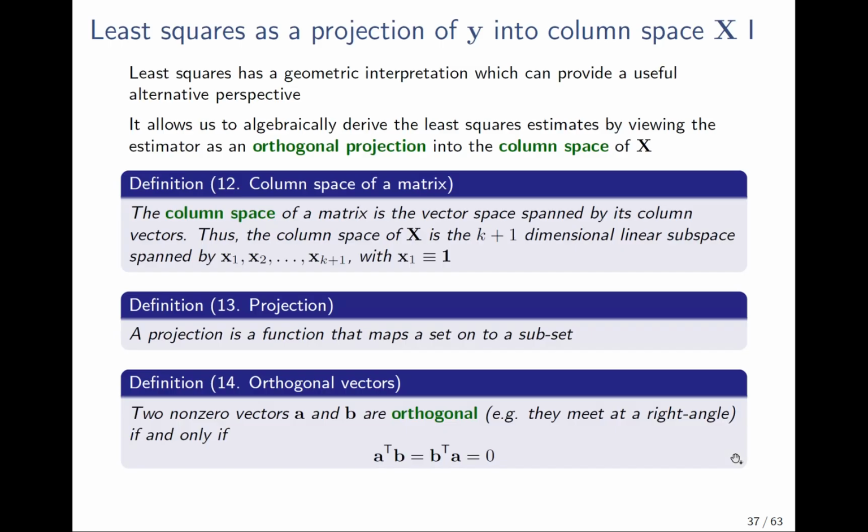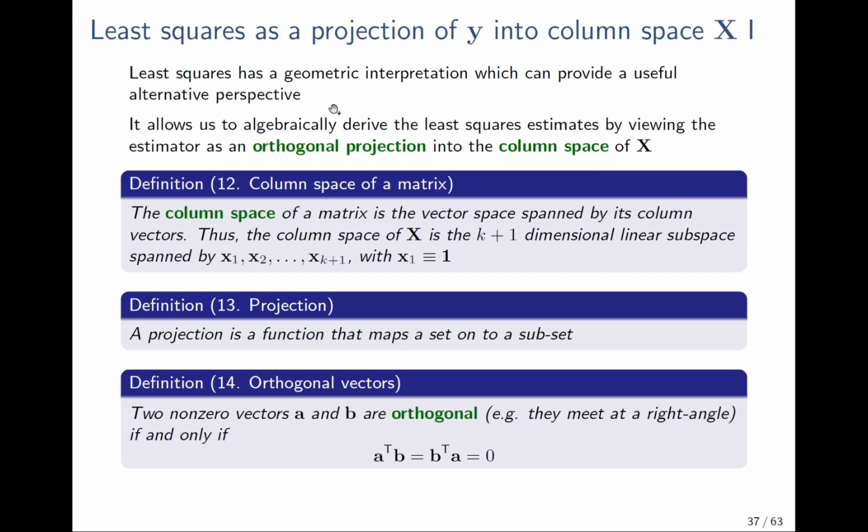So, least squares has a geometric interpretation which can provide a useful alternative perspective. We're going to view the least squares estimator as an orthogonal projection into the column space of X, and we'll define what these terms mean in just a minute.